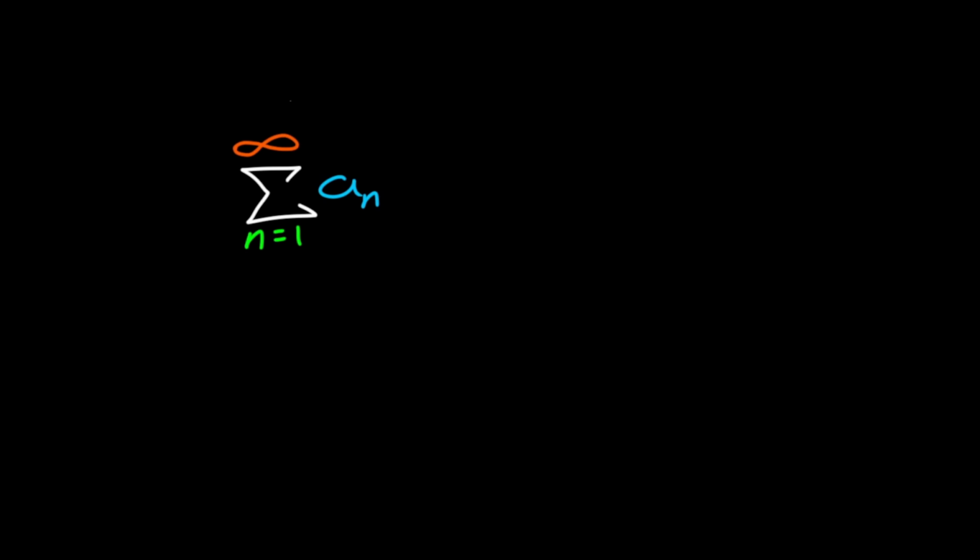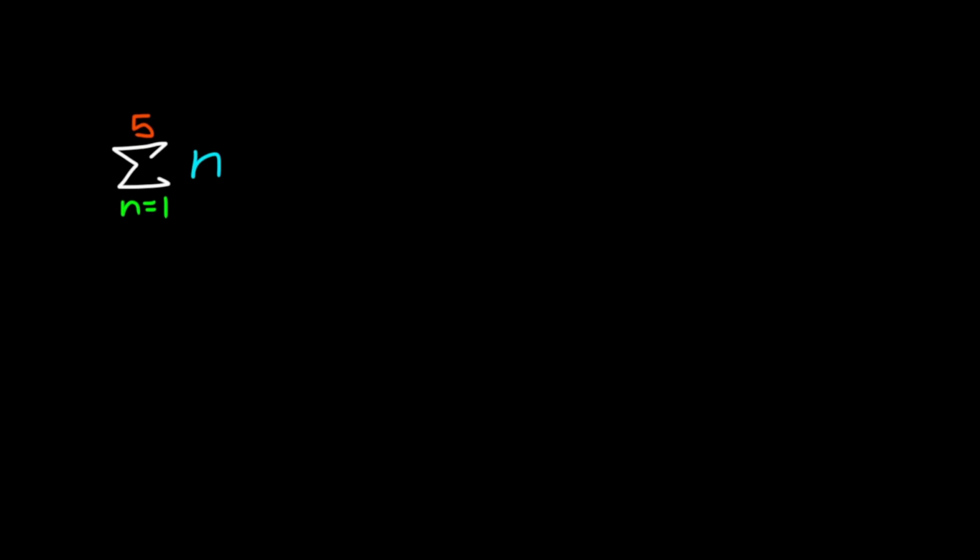There's the upper limit located above the sigma in orange, and it tells the series when to stop adding terms. Finally, there's a sub n, which acts as a function where terms are created. So now that we know what a series looks like, what does it do? Let's find the sum of this series.